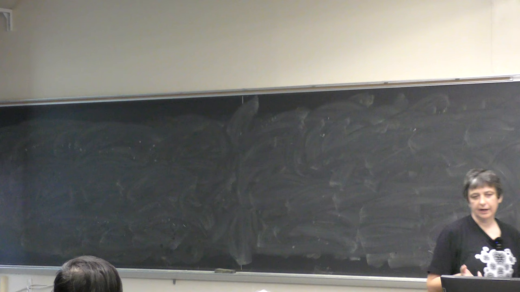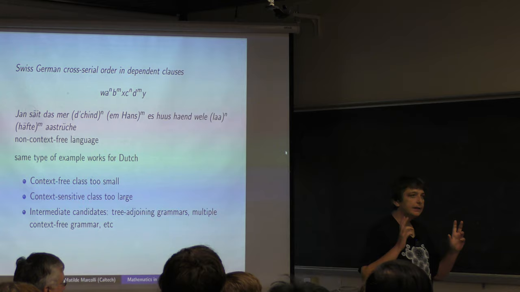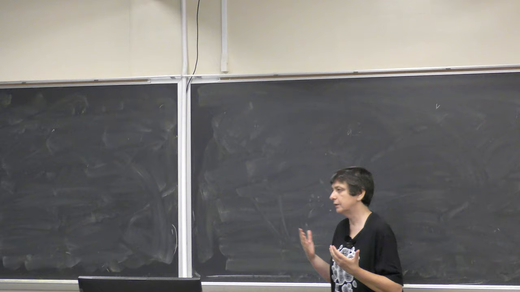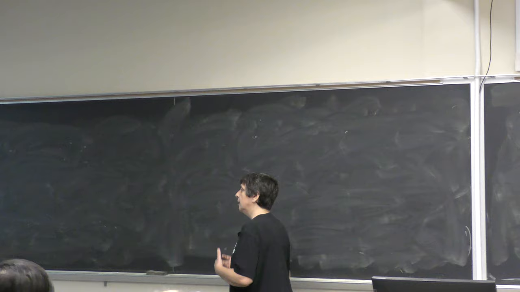So the conclusion of the story: context-free is too small, context-sensitive is too large. And so the question at the time was, is there something in between, this kind of mildly context-sensitive class of grammars? Examples are tree adjoining grammars, multiple context-free grammars, minimalist grammars, and other things. There are various classes of formal languages that are larger than context-free, but not as huge as the context-sensitive class.